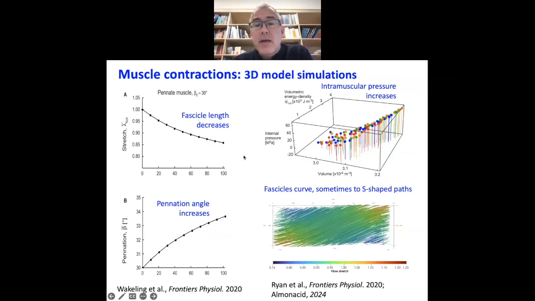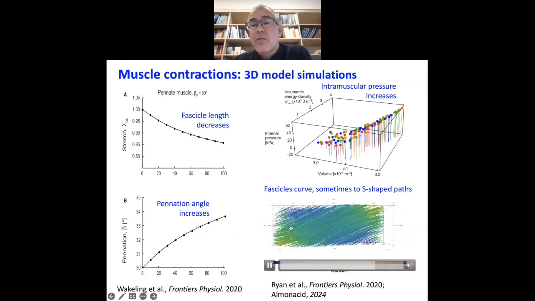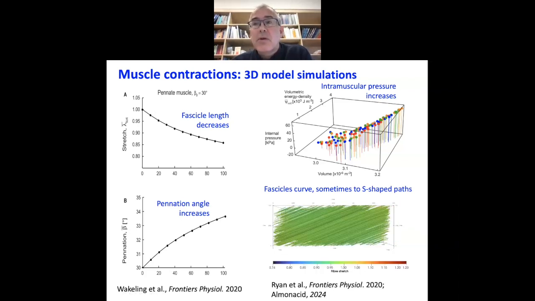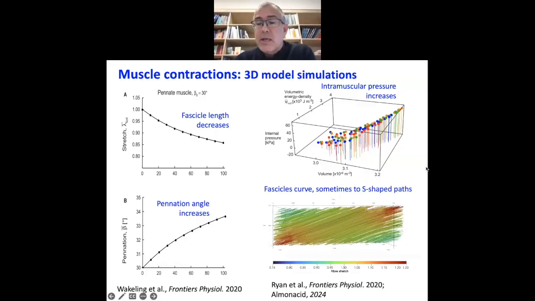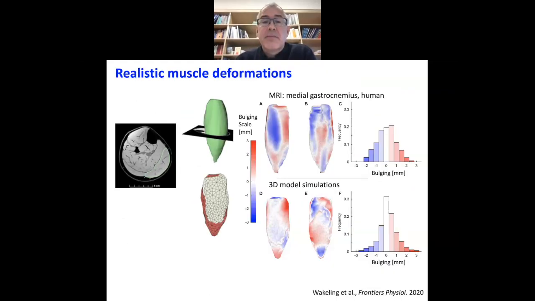We get a decrease in the fascicle length, an increase in the pennation, an increase in the intramuscular pressure, and the fascicles will curve into S-shaped paths. Now, all of these features were not encoded into the model. They are emerging from the physics of contraction and give us some confidence that the muscle model is doing the right things. We can also look at some results from other experimental tests.